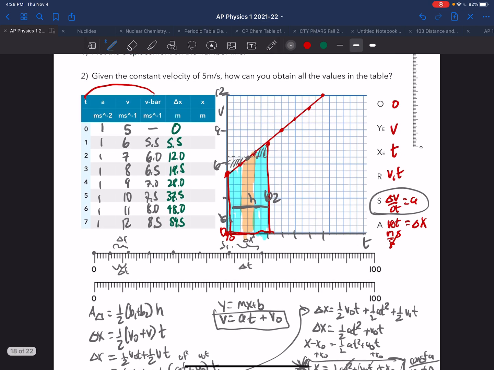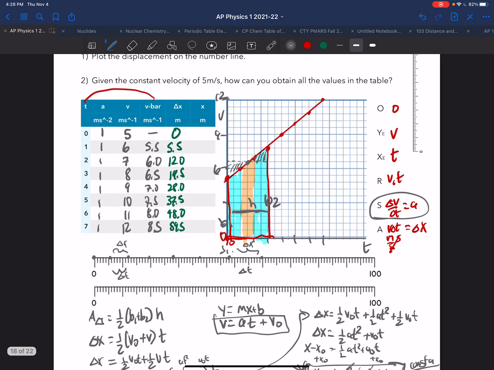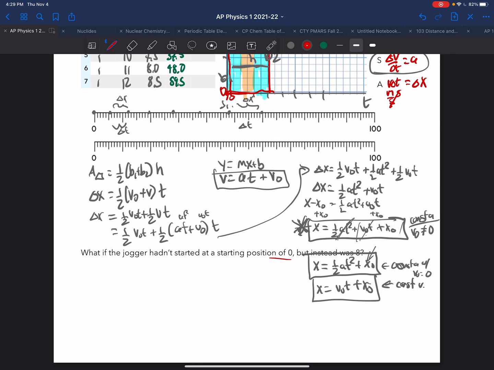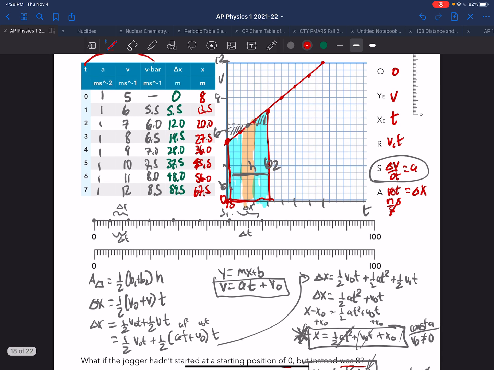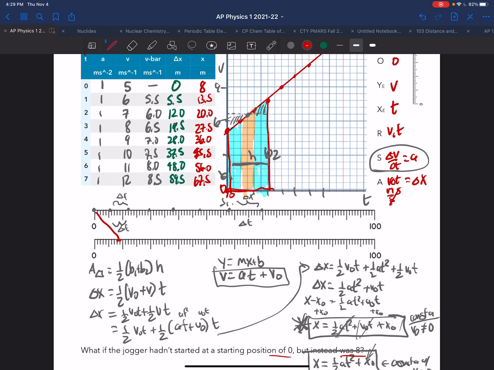Now, just jumping back, one last thing to the instantaneous position. What do we do, of course, if we want the position? Well, we add the initial position to delta x. And so if this jogger hadn't started at 0, but instead started at 8, we would add 8. 13.5 and 20 and 27.5 and 36 and 45.5 and 56.0 and 67.5. And again, all of those points would be shifted by 8. A shift of 8.